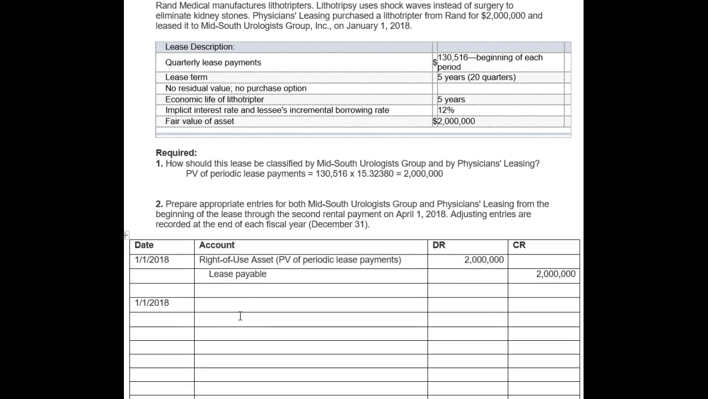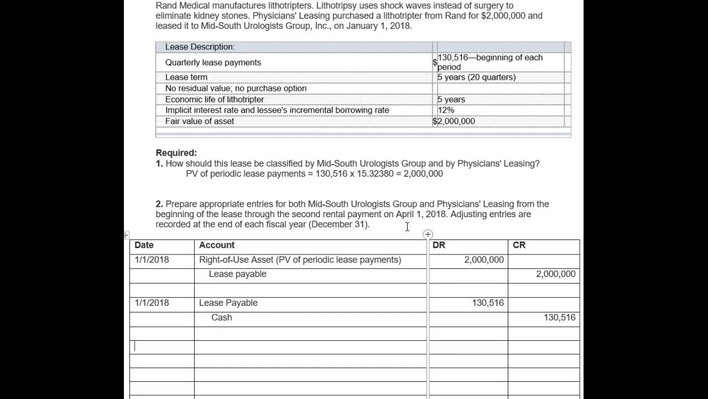Well, since it's at the beginning of the period, has interest had time to accrue? The answer is no. No interest should accrue, so that first payment is going to pay off just a portion of that lease payable. All of it goes to pay down our debt, so to speak. Just like if you make a down payment on a car when you sign a note. Then, what else do we need to hit? Well, we need to hit cash because we had to make the payment of $130,516. Now, any more entries that need to be made in January? Nope. So let's move on.